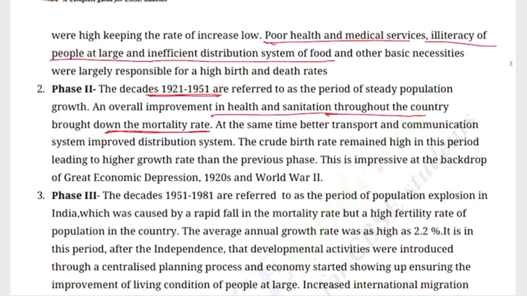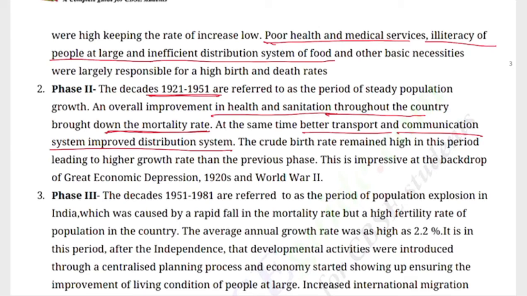At the same time, better transport and communication systems improved the distribution system. जो दूसरा रीजन था पॉपुलेशन का कंटिन्यूसली बढ़ने का वो था कि इस टाइम तक ट्रांसपोर्ट एंड कम्युनिकेशन के अंदर इम्प्रूवमेंट हो गया था. ट्रांसपोर्ट सिस्टम एंड कम्युनिकेशन सिस्टम इम्प्रूव होने की वजह से जो डिस्ट्रीब्यूशन ऑफ फूड था, जो फूड लोगों तक पहुंचाने का जो सिस्टम था वो इम्प्रूव हुआ.